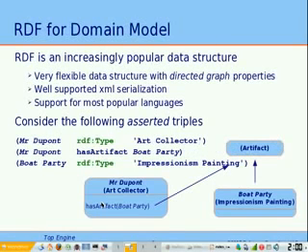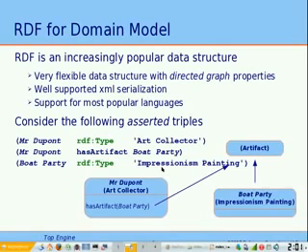Now let's look at using RDF for the domain model. RDF is a very flexible data structure that has the characteristics of a directed graph, and is supported in many programming languages and has good XML serialization. For example, these 3 statements say that Mr. Dupont is an art collector and has an artifact called Bal du moulin, which in turn is an impressionist painting.